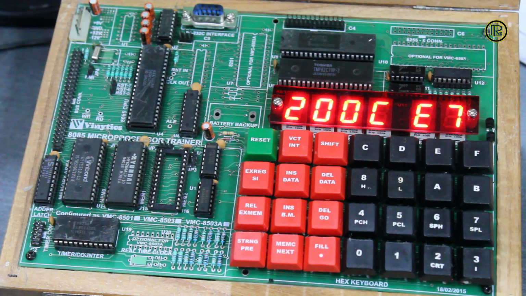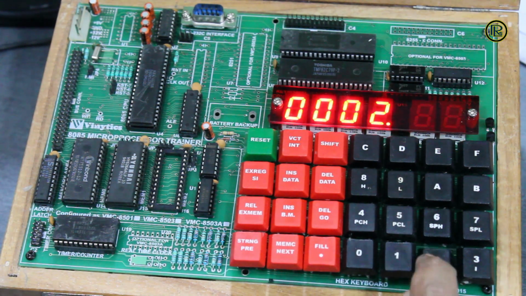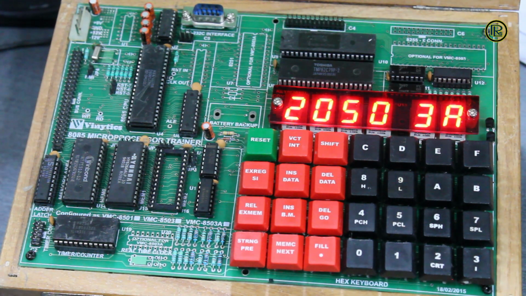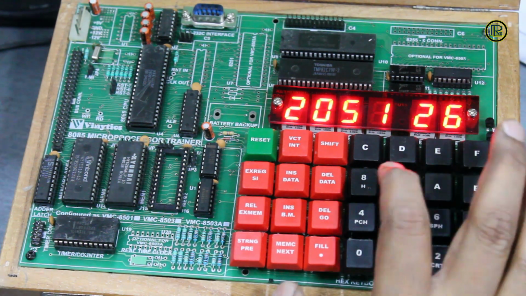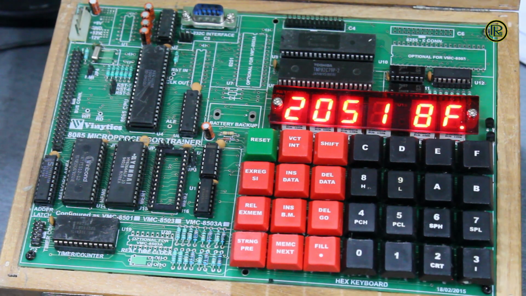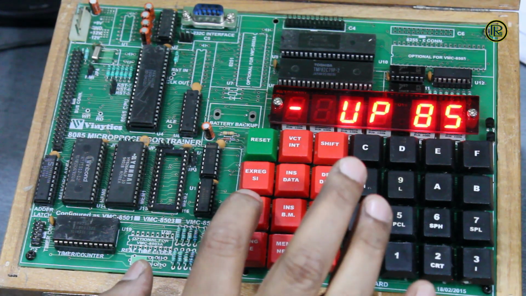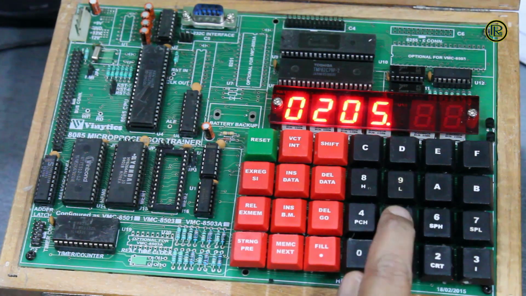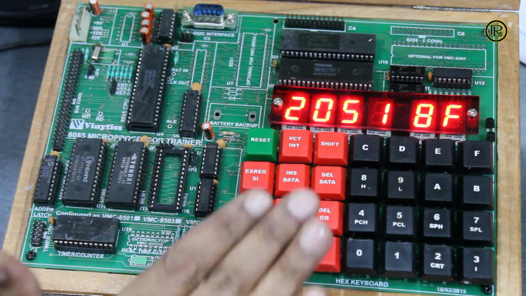Okay, and then I have to check 2050 and 2051. So for that I have to go to the address 2050, and what is there? 3A. Then what is there at 2051? It should be 8F. 8F. So then I have to reset. Then I have to check it once again. 2050, 3A. Then 2051, 8F. Okay. So I have entered my program.